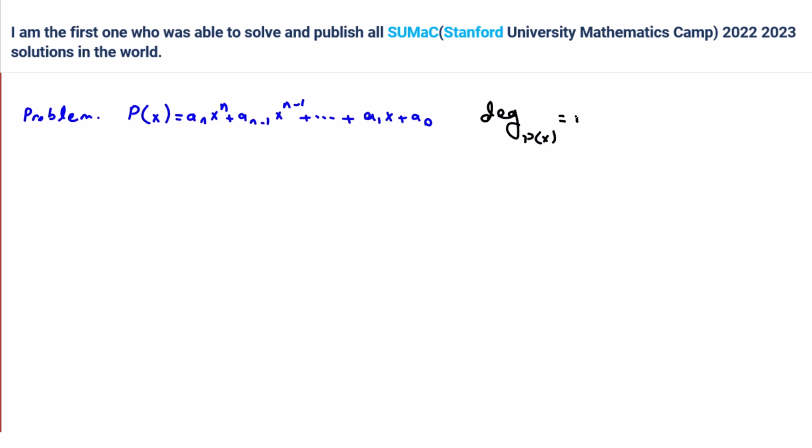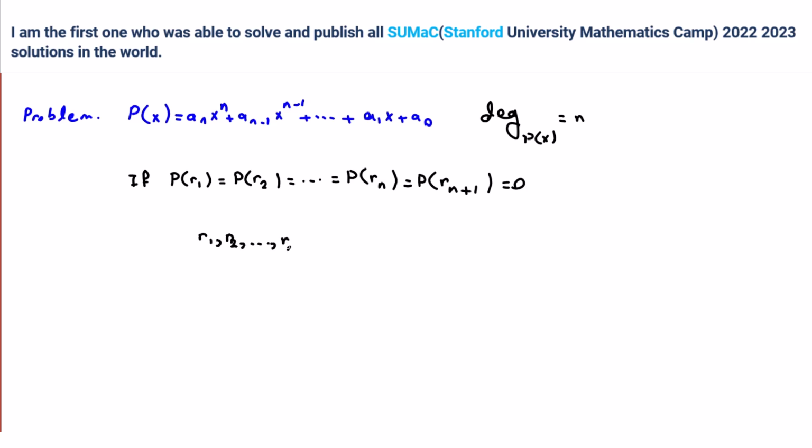But if it is 0 for more than n values, suppose P of R1 is 0, P of R2 is 0, and so on up to P of Rn plus 1 is 0, where R1, R2 to Rn plus 1 are distinct. Then what can we conclude if it has n plus 1 roots? Can you guess? Wait, what's Ri? Are they the roots of this?